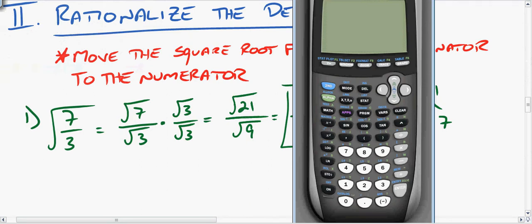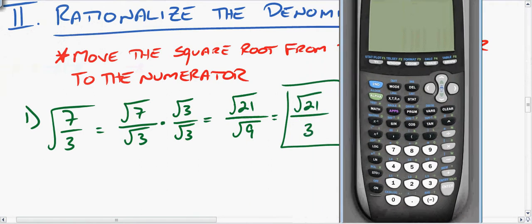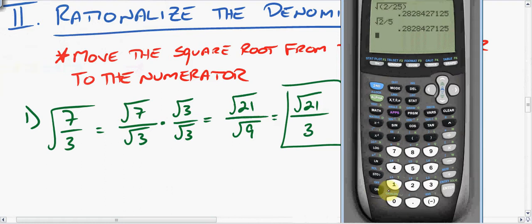And again, you can use your calculator to do a quick check. We'll take the square root of 7 divided by 3, and it's roughly 1.5. And then I'm going to take the square root of 21 divided by 3, and you see it's the exact same decimal, so you're confident that you simplified this accurately.